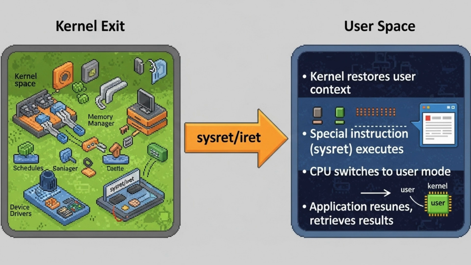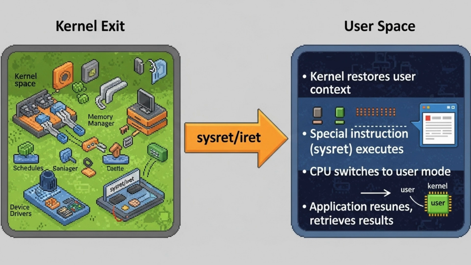After the kernel has successfully processed the syscall request, it's time to return control and any results back to the user application. This exit process is just as critical and carefully orchestrated as the entry. The kernel first restores the user mode context that was saved during the syscall entry. Things like the program counter, stack pointer, and general purpose registers.